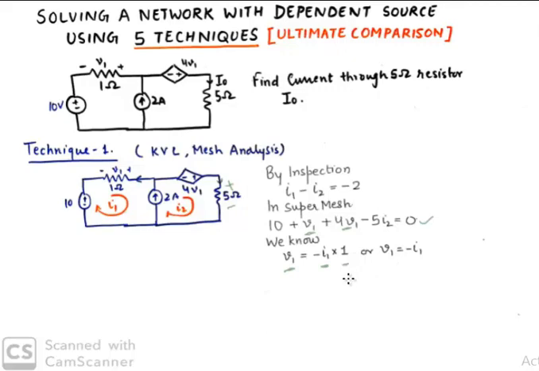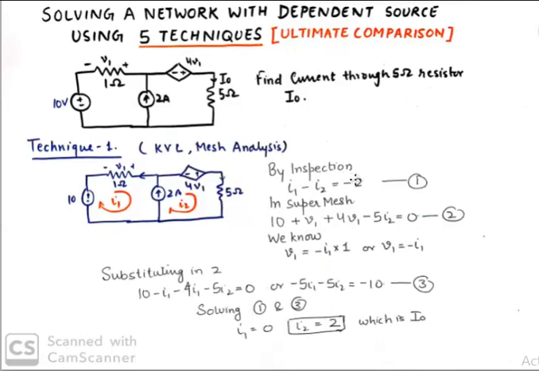So this is the super important point in this network, and this point is going to come up again and again while solving this network using different techniques. So if we know that our voltage V1 is minus of I1, we can simply substitute it here. And substituting this condition that V1 is minus I1, we get this second equation. So this is equation number 1, this is equation number 2, and solving these two equations we get I2 to be equivalent to 2.